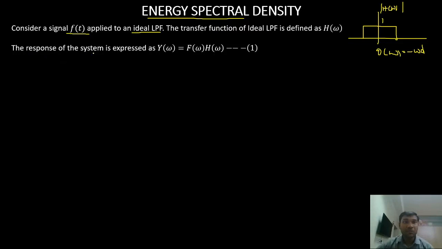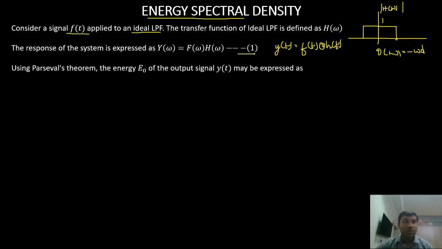Now, the response of the system is what? What is the response of the system in frequency domain? In time domain, y of t equals the convolution of input and impulse response. Now, when I apply Fourier transform on both sides, I'll get Y of omega equals the multiplication of F of omega and H of omega. So that is how I'll get the response of the system.